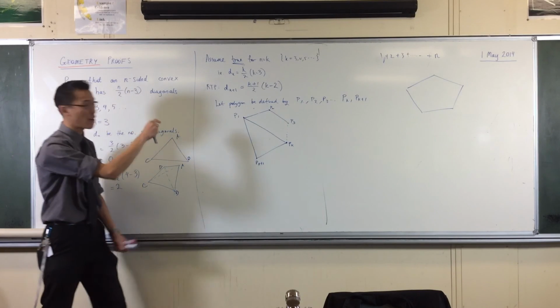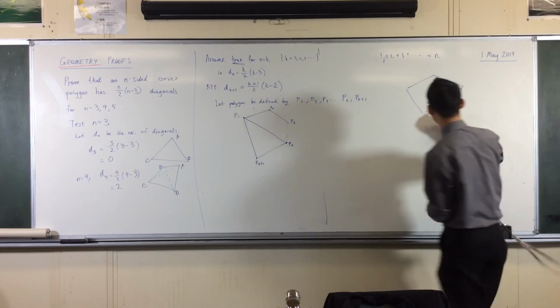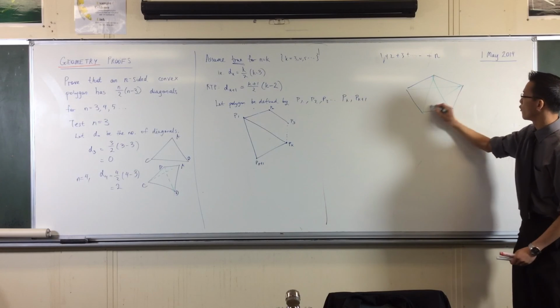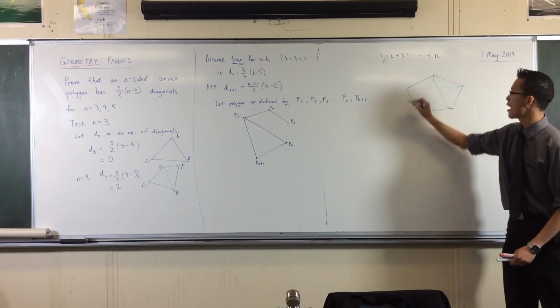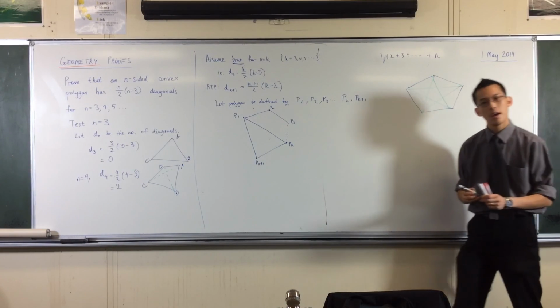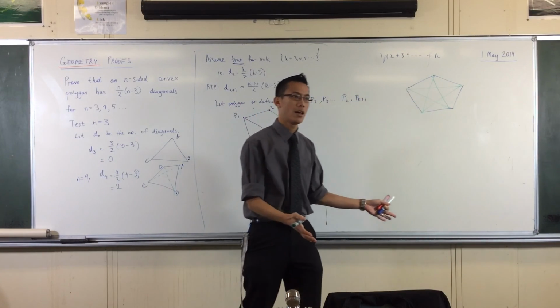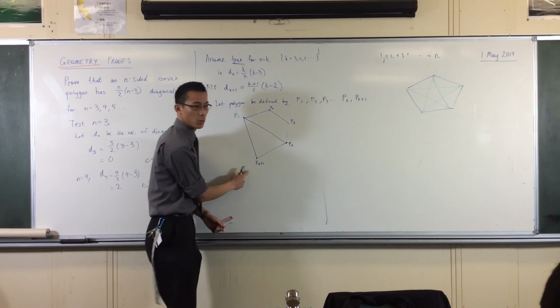It's 5, isn't it? 5. And let's just make sure we can count them, okay? I count 1, 2, 3, 4, 5. Good, okay? Now, just take that 5 as our k, right?